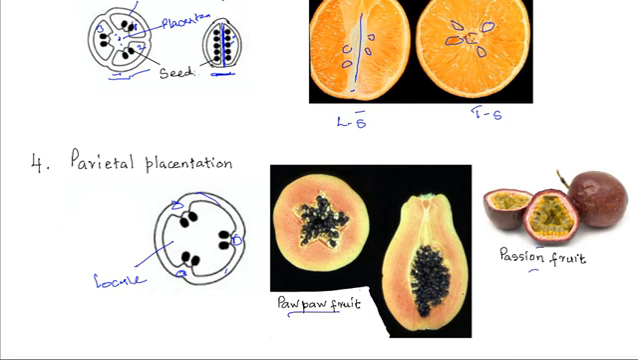You can see in the pawpaw fruit, this ovary, the placenta, where the seeds are attached on the sides. So this is in the transverse section, and this is the longitudinal section. So the parietal arrangement is more clearly shown in the transverse section. Just like in the passion fruit, these are the seeds that attach to the placenta on the sides. So that is what parietal placentation is.